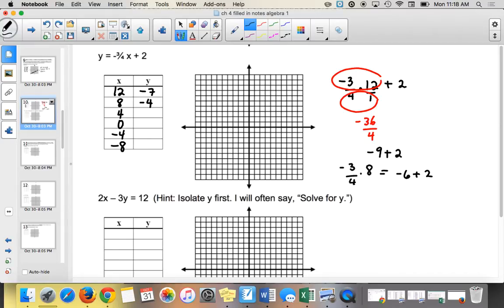Wait, negative 3/4 of 4? Is that negative 1? Negative 3/4 of 4, I think you're getting the answer, right? Is negative 3. Negative 3 plus 2 is negative 1, right? You guys got it. All right, so do we see the pattern? Yeah. So each time we add or subtract 4, we are adding 3.